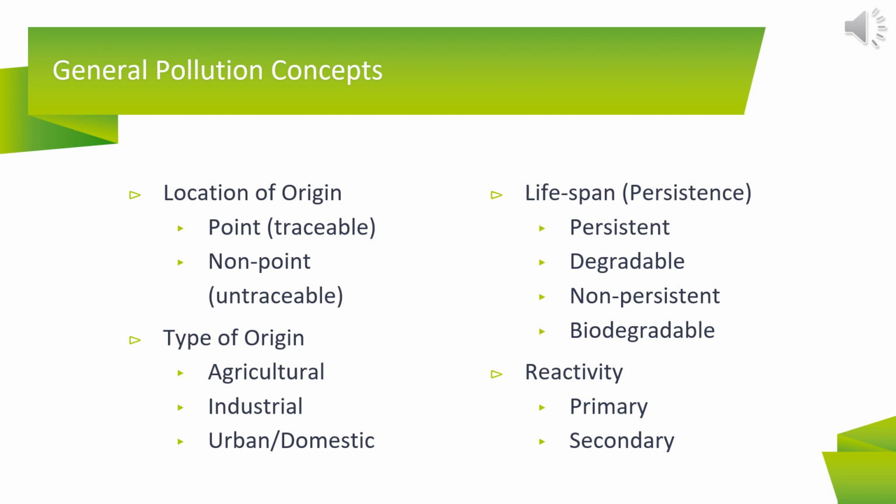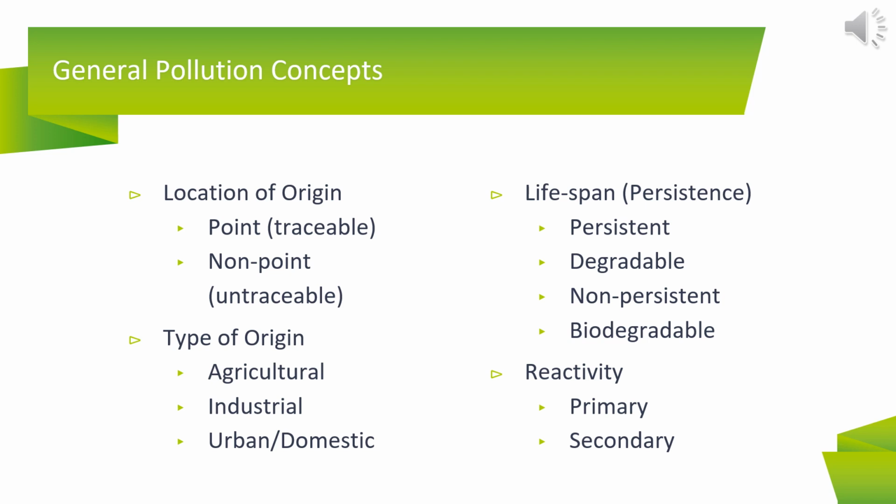There are four basic categories of lifespans for pollutants. Persistent pollutants remain in the ecosystem for an incredibly long amount of time. The most common of these are things like heavy metals, like lead. You have degradable. These pollutants are able to be broken down by natural processes, but it takes a specific amount of time.